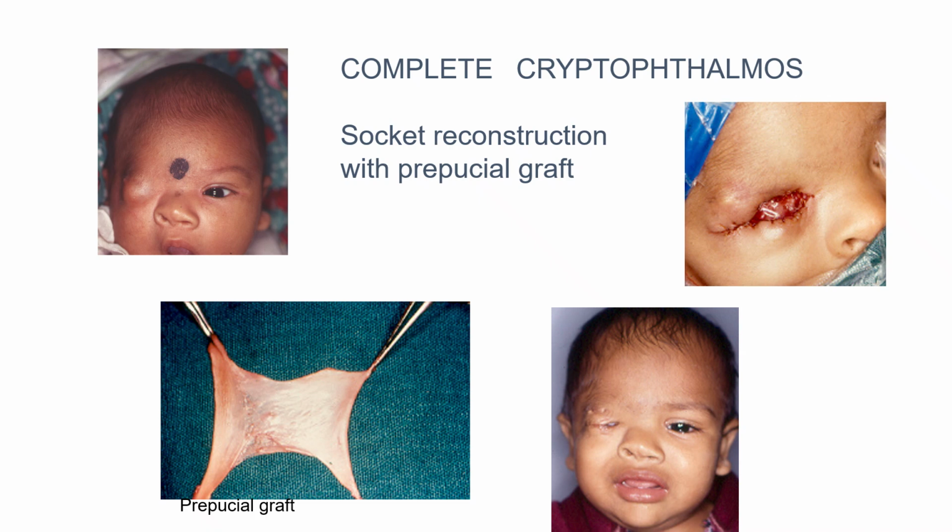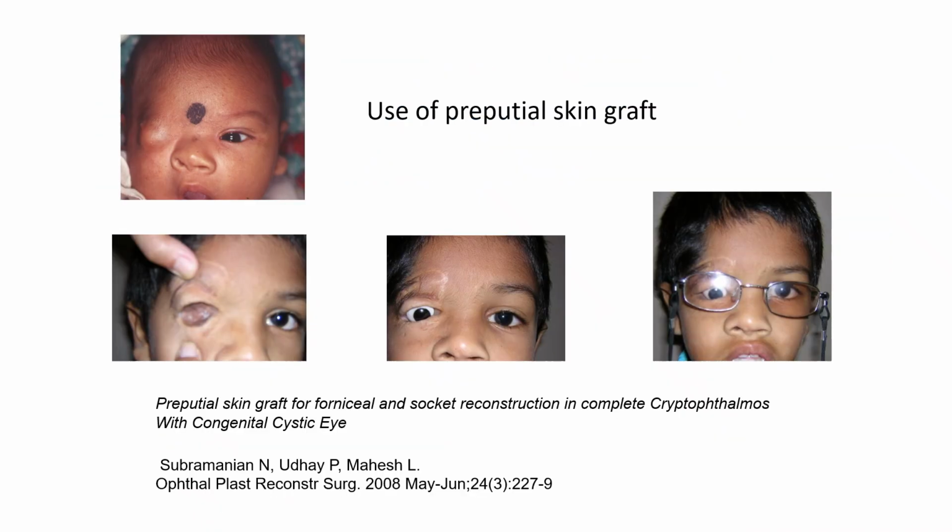Complete cryptophthalmos, socket reconstruction with preputial graft, and here you see after the preputial graft the eye shell has been placed.